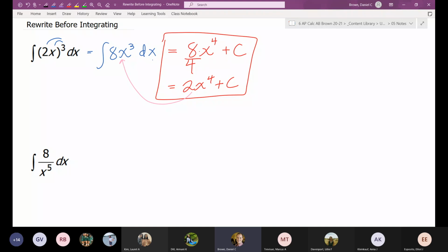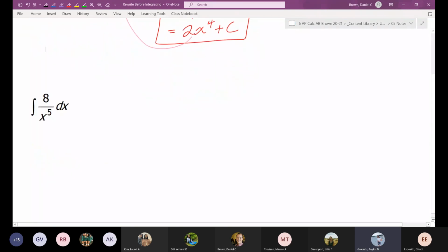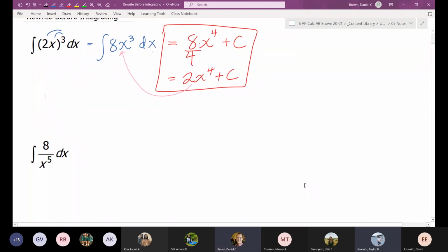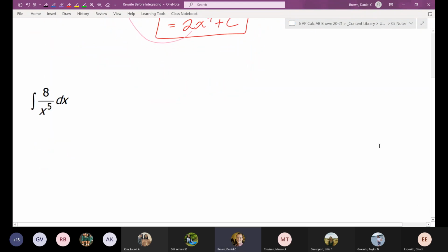How would we want to rewrite that second one that we see? 8x to the negative fifth. Yep, to the negative fifth. So again, no quotient rule. We don't want x to be in the denominator. So I would just rewrite it as 8x to the negative fifth dx. Don't forget that dx at the end of it.